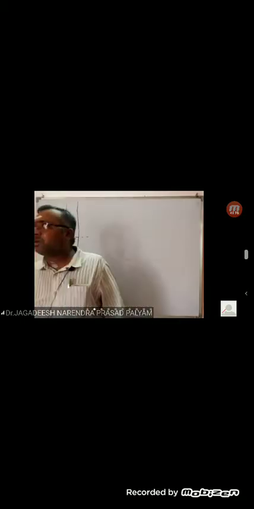So, that is about the meristematic zone. Next, elongation zone is the next one. Elongation zone is found proximal to the meristematic zone. This is the elongation zone. Proximal to the meristematic zone, distal to the maturation zone. This is the maturation zone.